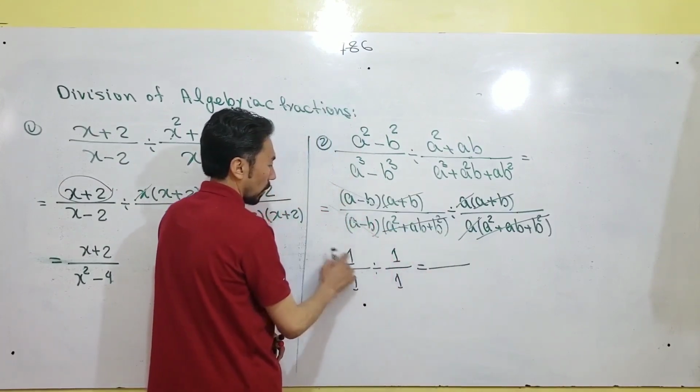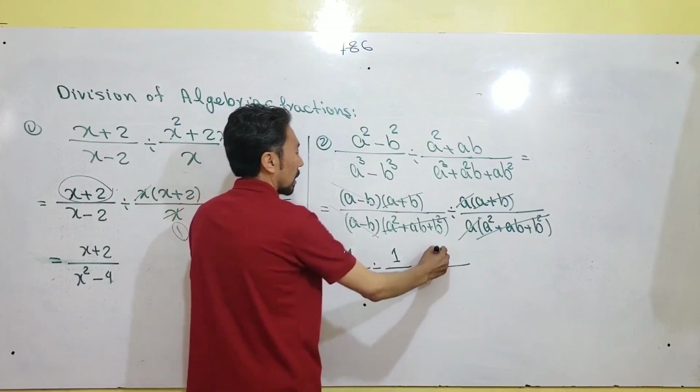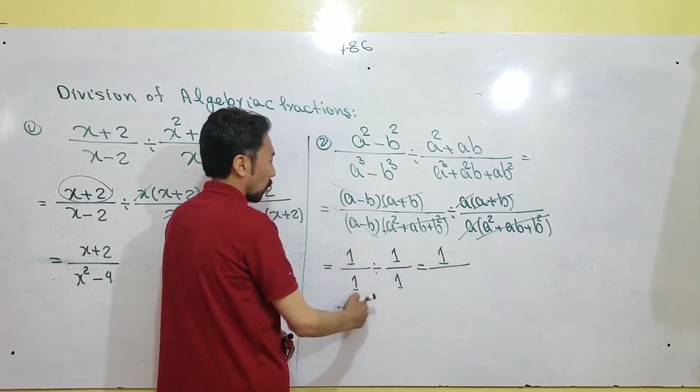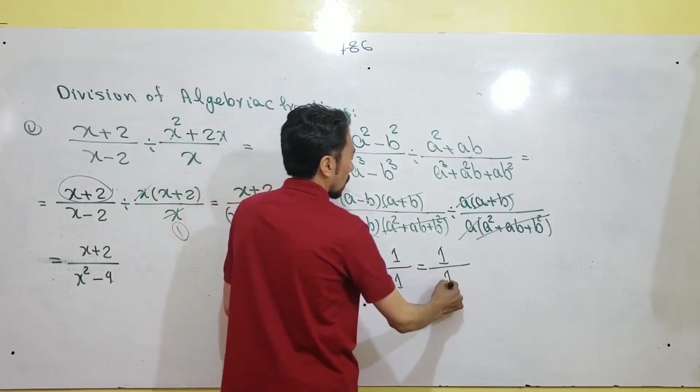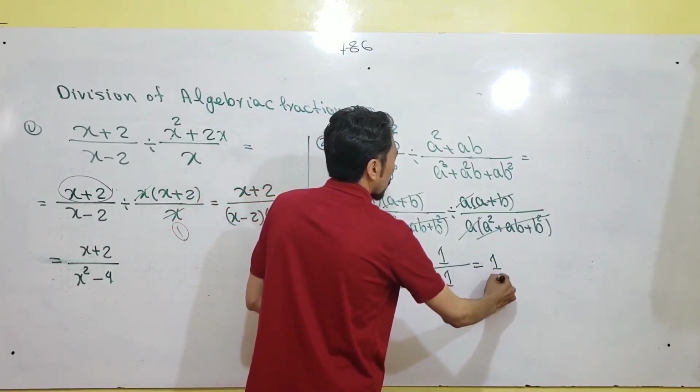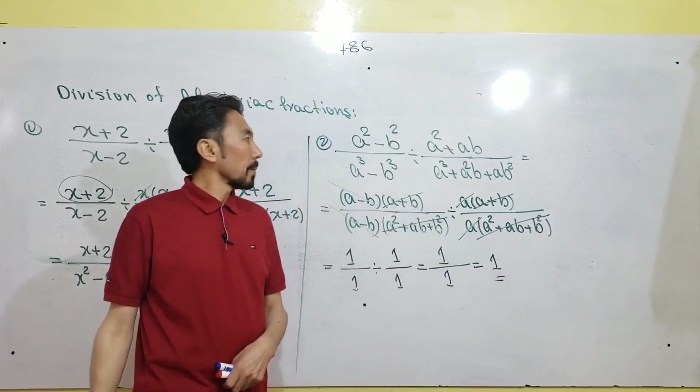Then we multiply 1 by 1 in the numerator, and we divide this one. We multiply 1 multiplied by 1, 1 divided by 1 is 1. So the answer is 1.